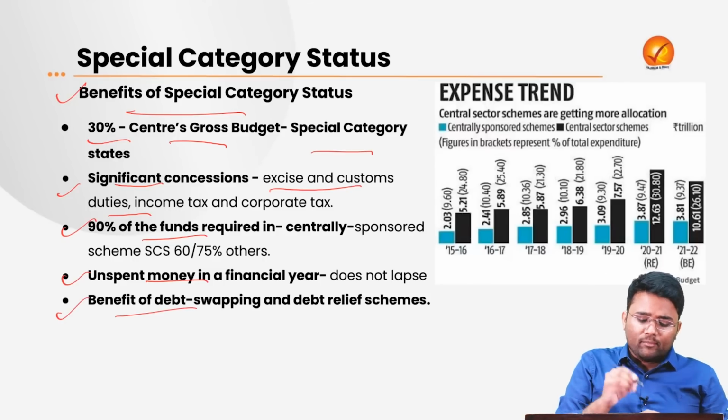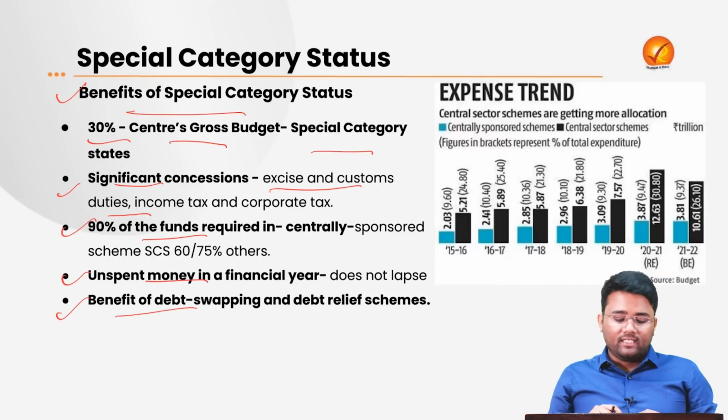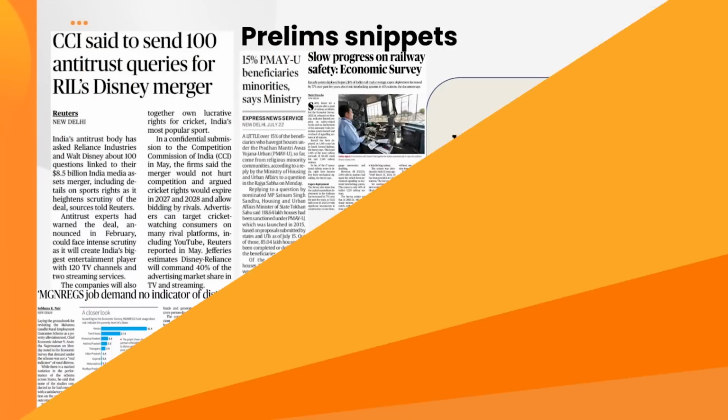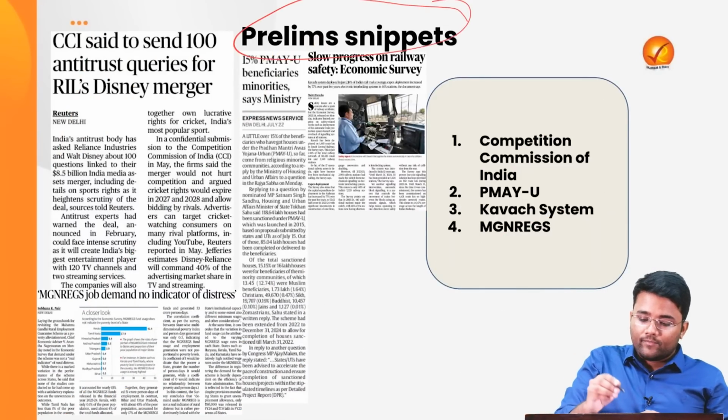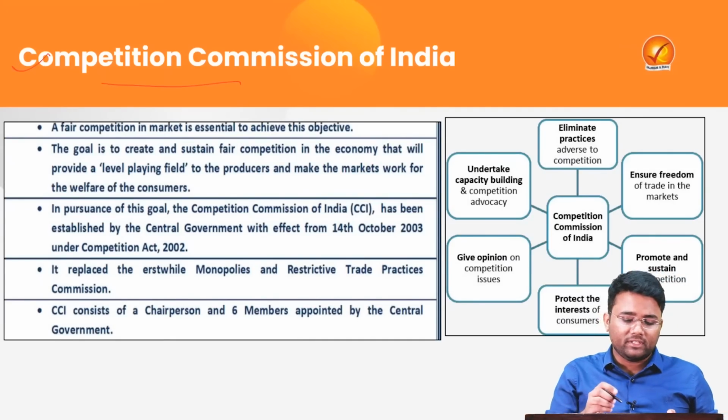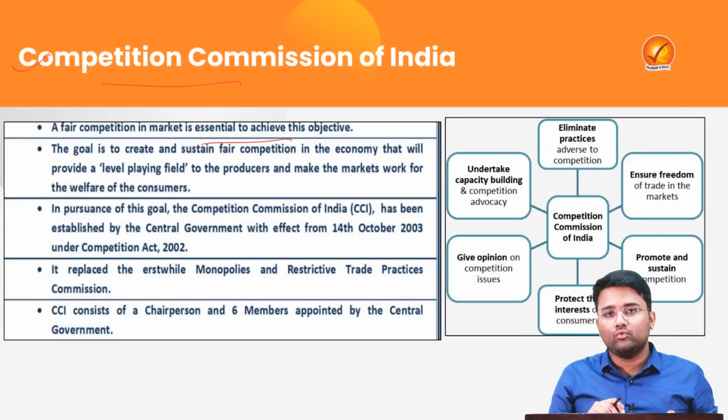Then there are also some benefits that are provided to those states for debt swapping as well as various debt relief schemes. That state might get some concessions in the interest that they have to pay for the outstanding debts. Now we will look into some prelim snippets. First topic is Competition Commission of India. As you know, fair competition in the market is essential to achieve the objective of parity and equality in the economy.